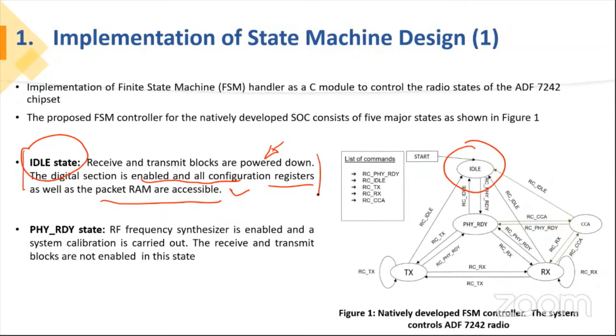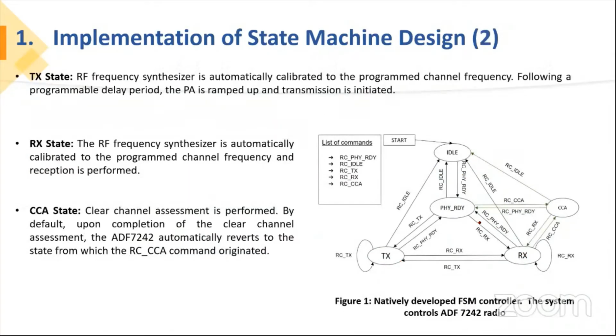Similarly, once you come to the PHY ready state, the frequency synthesizer is important. You have to ensure that it is enabled and the system calibration is carried out. The receive and transmit blocks are not enabled in this state, so you still don't do anything. Don't touch these blocks when you are here. Then in the TX state, provided your RF frequency synthesizer is automatically calibrated, or you wait until the calibration is completed and you get a message that it's calibrated, then following a programmable delay period, the power amplifier is ramped up and transmission is initiated.